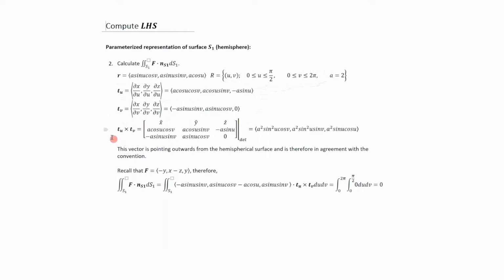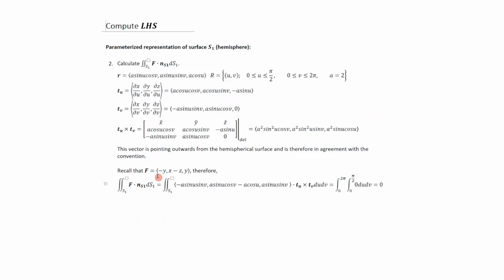And the next step is to take the cross product of these two vectors, and that means you take the determinant of this matrix. Recall, the first row is the unit vectors, the second row is the first vector, and the third row is the second vector. If you do this calculation, you end up with this result. Now, in this case, the vector is pointing outwards from the hemispherical surface, and therefore it's in agreement with the convention. So we can make use of that now in terms of computing the flux.